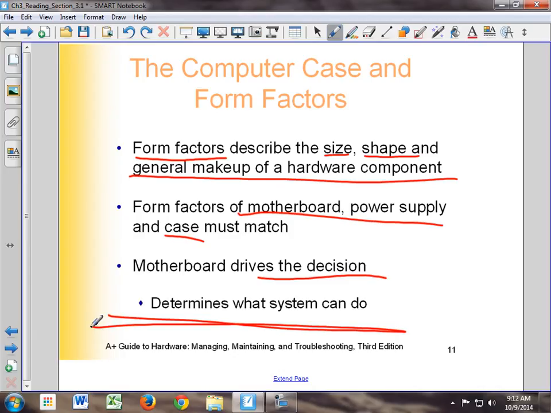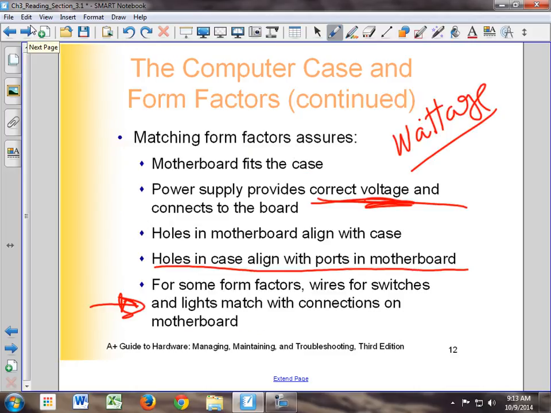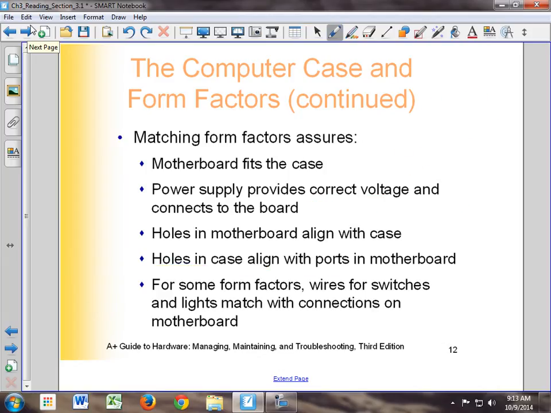The form factor of the motherboard determines what kind of CPU you can get and what kind of memory you can get. So you have to know what your form factor is from the beginning. Okay, so we're looking at form factors. Apologize I didn't clear this out. Things that have to match.